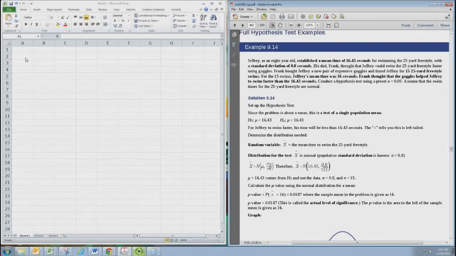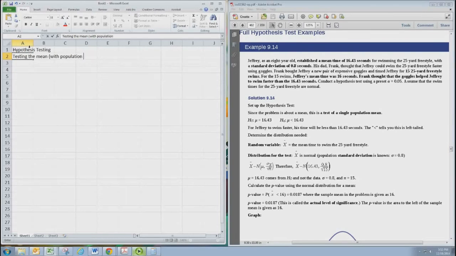In this video we'll see how to do the full hypothesis testing procedure using Excel and using the z-test. So I'm going to create a spreadsheet that will calculate and display and organize everything we need. Let's just start by labeling it. So we're testing the mean here. And this is where the population standard deviation is known.